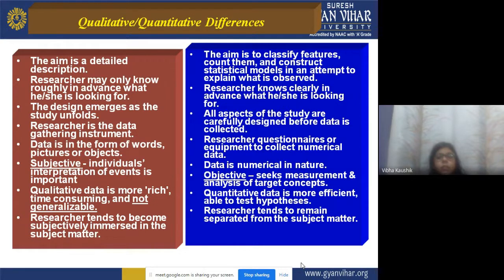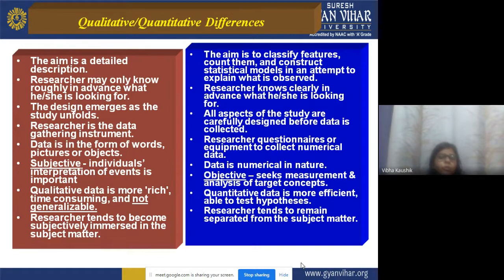Researcher is the data gathering instrument. This means the researcher will collect the information or the data regarding that research. Data is in the form of words, pictures, or objects. Subjective, individual interpretation of events is important. Qualitative research is subjective, not objective, because how the individual interprets a particular event or situation depends on his thought process.